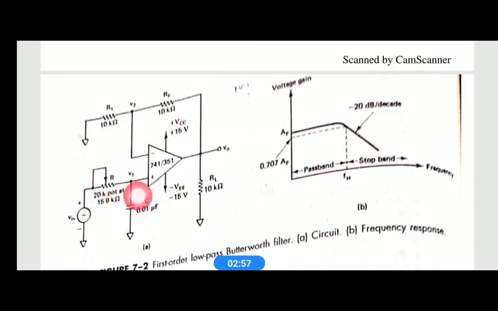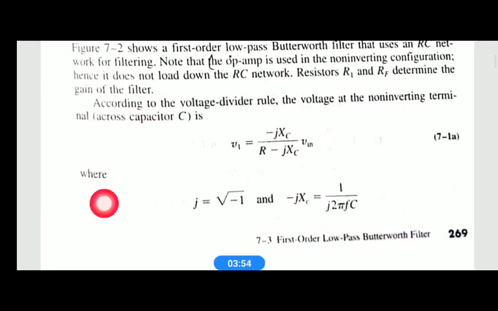According to the voltage divider rule, to get the equation for the voltage across this capacitor, you need to multiply the applied input voltage Vin with the impedance of the capacitance, which we call the capacitive reactance, divided by the impedance across the capacitor, that is the capacitive reactance, plus the resistance R. That is, V1 is Vin multiplied by the capacitive reactance.